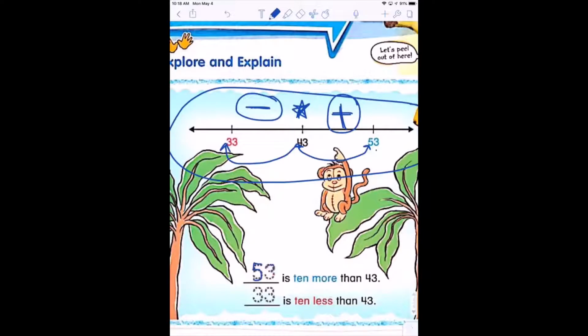Okay, so 53 is 10 more than 43. Okay, that means adding, because that's the key word, more. Okay, now 33 is 10 less than 43. That's subtracting. Okay, ready? So now I'm going to go on to the next page.